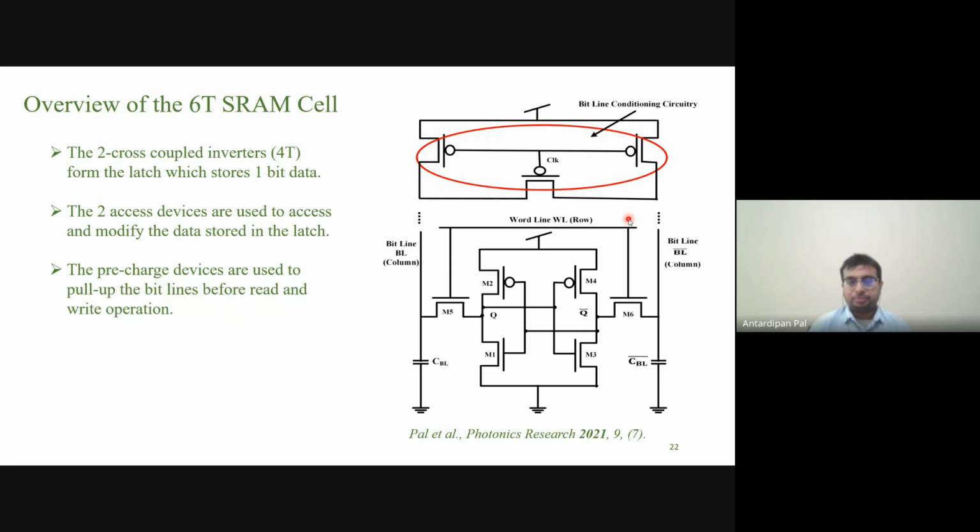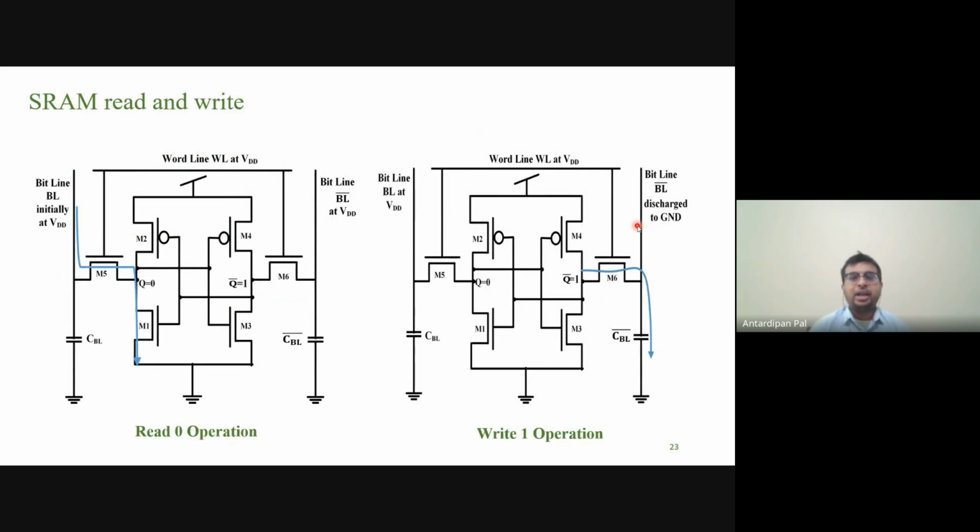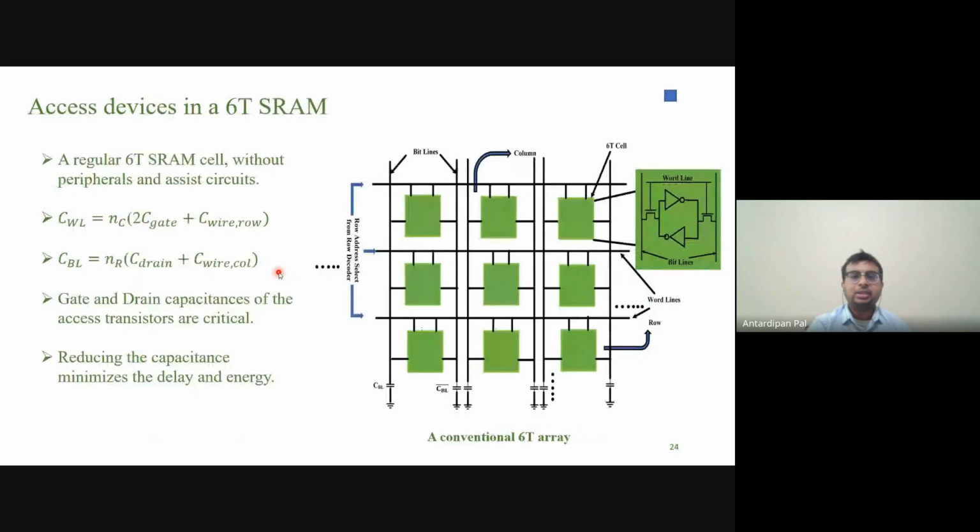What we did was replace these two, M5 and M6, with the LET, the light effect transistor, and the electrical word line with an optical waveguide. I'll come to that. So this is the read and write operation. As you can see from these cartoons and arrows, these access transistors play a huge role in the read and write operation. This is a 6 transistor SRAM array.